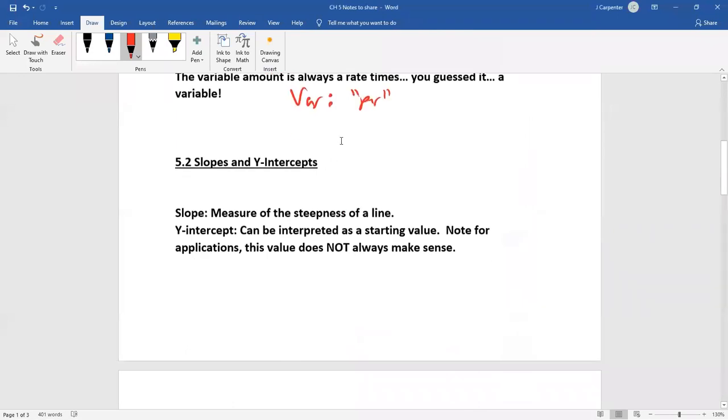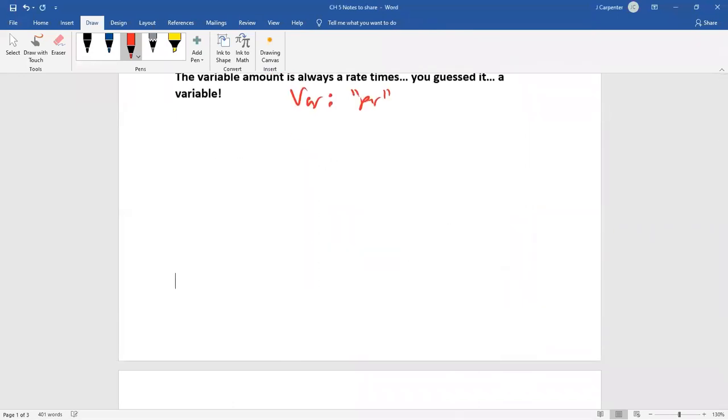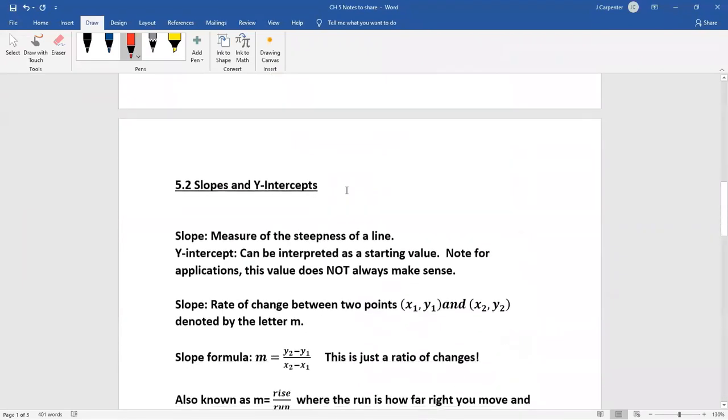5.2. Slopes and Y intercept. So you've already heard me say that word slope many times already. We talked about that rise and run concept, but we're just gonna lay it out in full detail now. So slope is the measure of the steepness of a line.